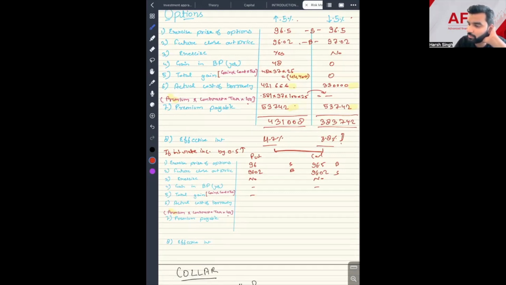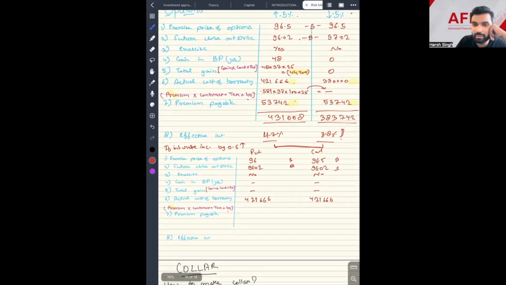Now gain in basis point will not be there. Total gain will not be there. We have to find out the underlying cost of borrowing that is given over here, which we don't have to find out. Why? Because that we have already solved, which is 421,666. That would be easy for us, right? Over here, when I'm taking a call, again, I have to do that. 421,666.